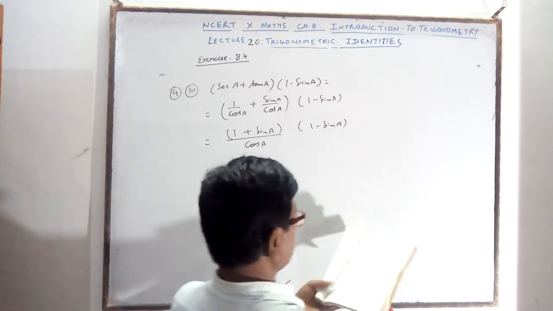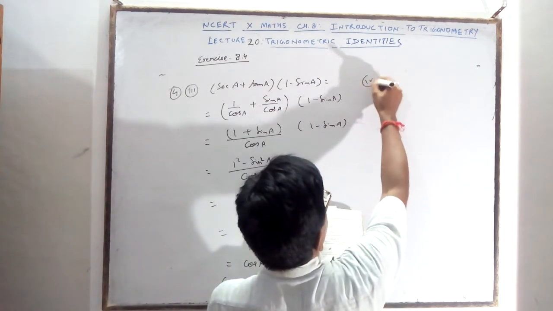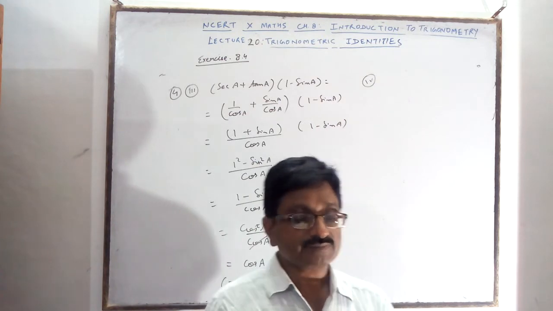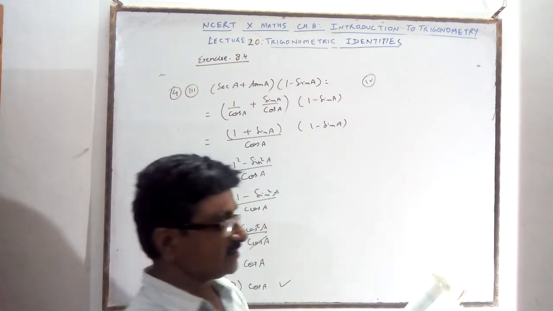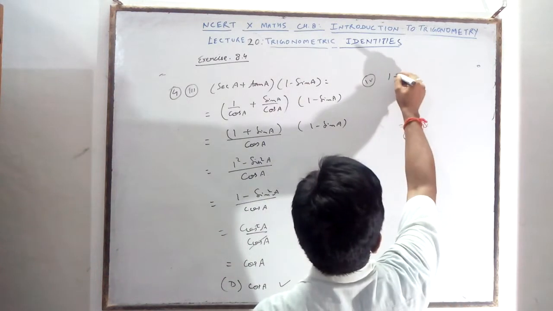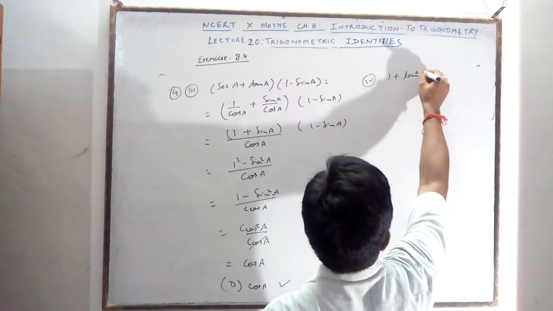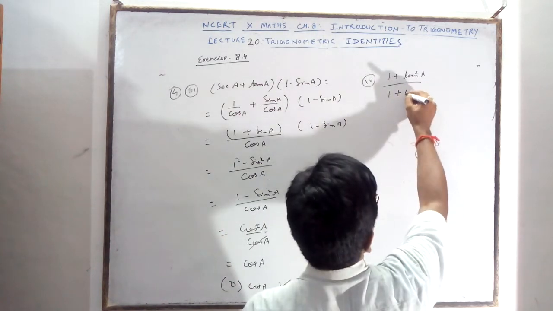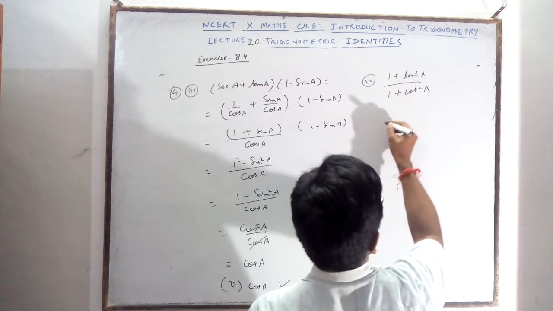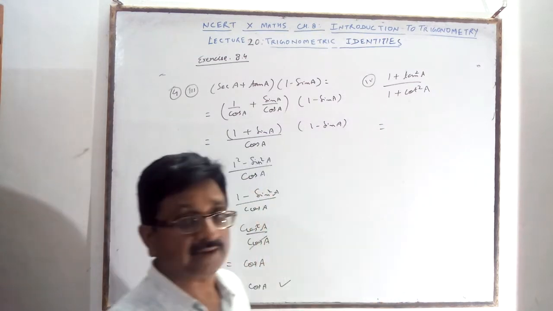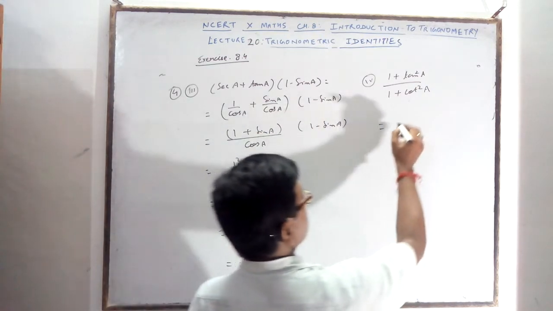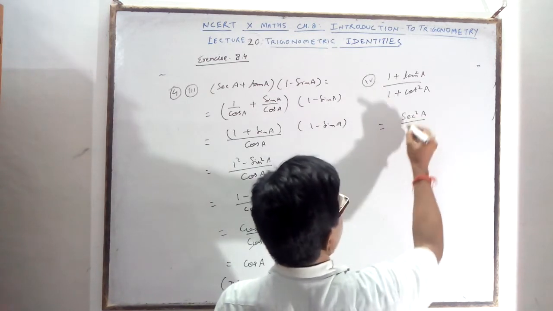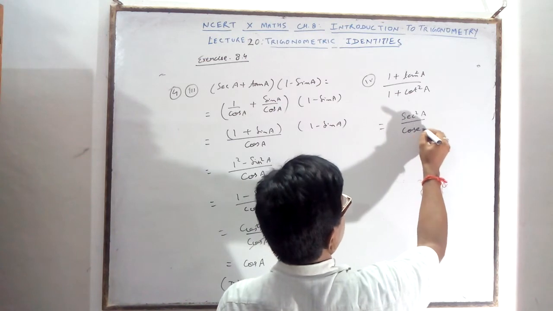The fourth part of this question is given. Fourth question, fourth part. What is there? Find the value of (1 plus tan square A) upon (1 plus cot square A). Very simple, direct identity. 1 plus tan square A is equal to sec square A. 1 plus cot square A is equal to cosec square A.